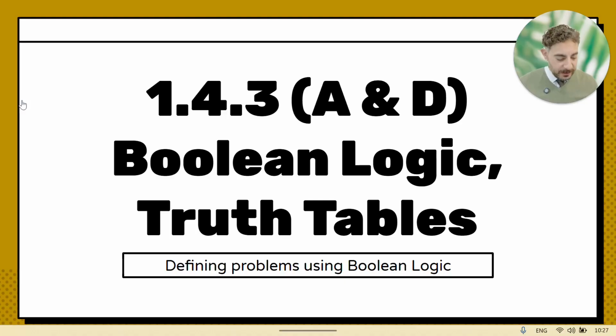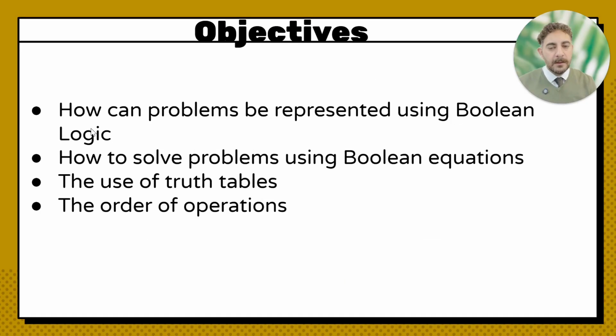Let's dive straight in. One of the things we want to do is understand how Boolean logic is represented using circuits, and we want to understand what logic gates are. We want to look at Boolean equations. We want to look at the use of truth tables and how using different inputs will impact the output from our circuits, and the order of operations.